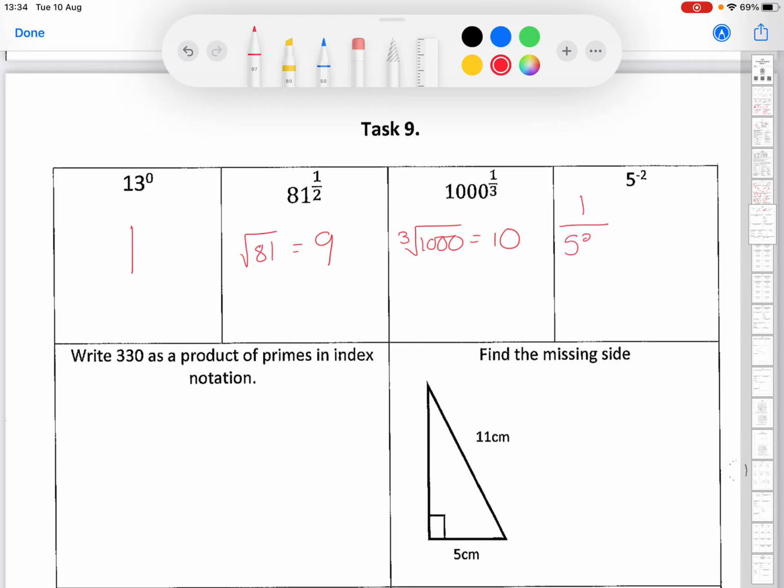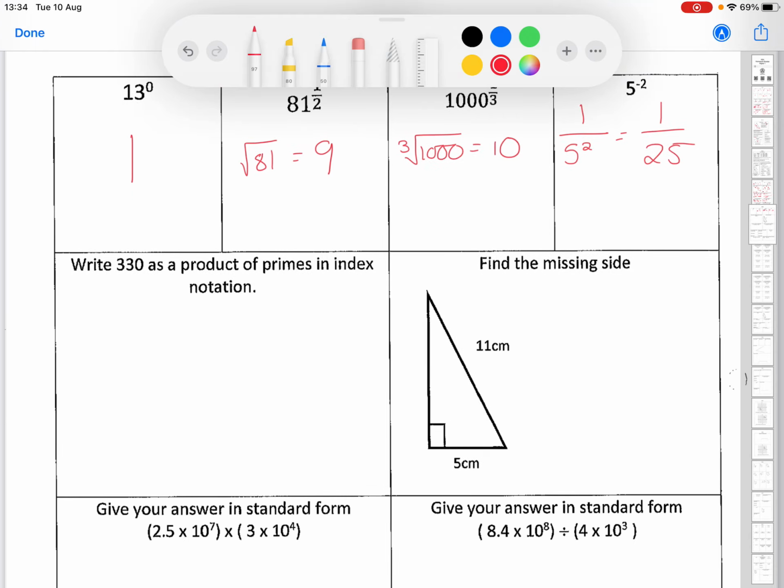5 to the power of -2. If you've got a minus, that means you flip it. So it'd be 1 over 5 squared. And don't forget to work that out. So that'll be 1 over 25.